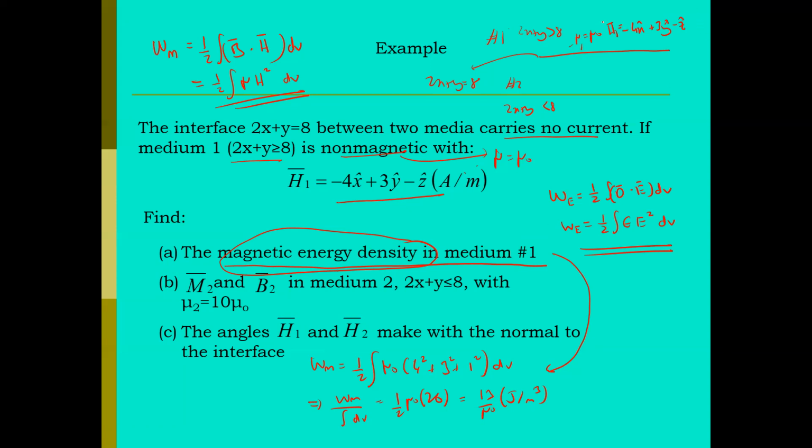So basically, we have the second medium down here, where mu2 equals 10 mu naught. We need to find out what should be our B2, which is the flux density in medium 2, and what should be our M2. That should be the question. So let's proceed with the next page here.